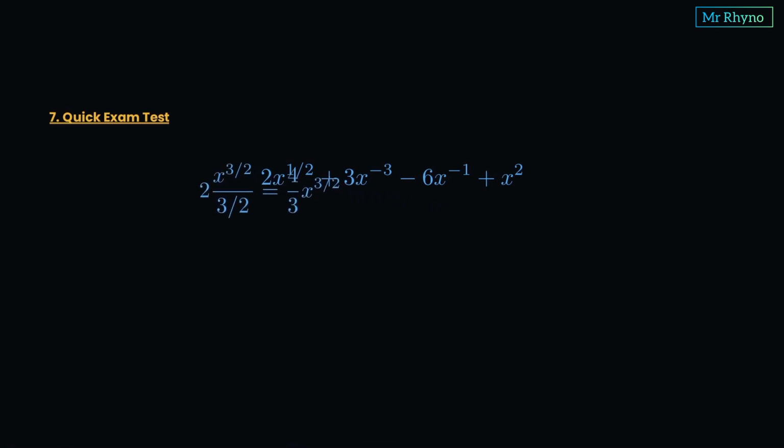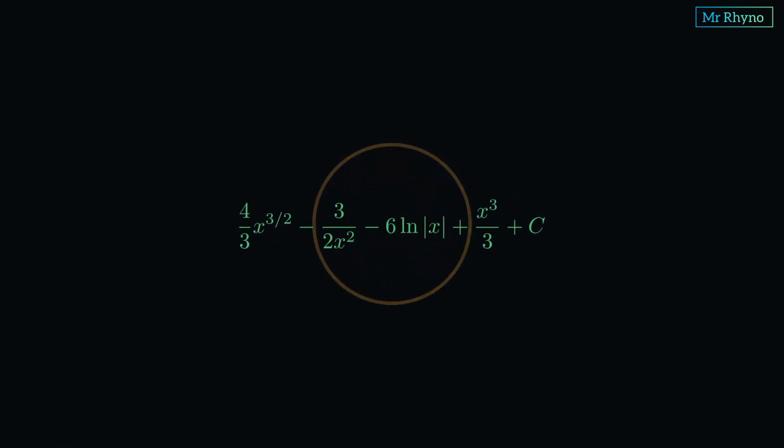The first term, 2x to the 3 halves over 3 halves equals 4/3 x to the 3 halves. The second term, 3x to the negative 2 over negative 2 equals negative 3 over 2x squared. The third term is the special case, negative 6 natural log of the absolute value of x. And the fourth term, x cubed over 3. So the answer is 4/3 x to the 3 halves minus 3 over 2x squared minus 6 natural log of the absolute value of x plus x cubed over 3 plus c.